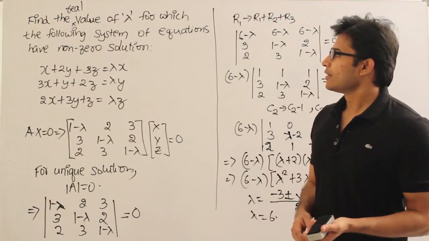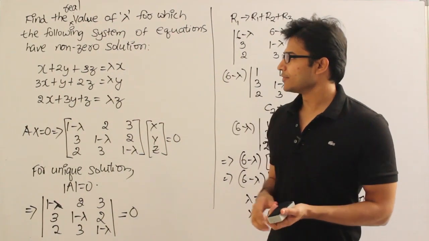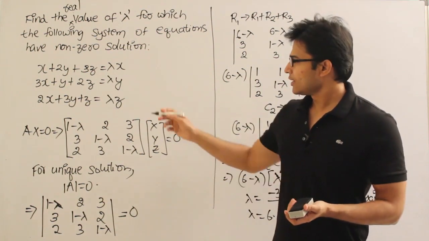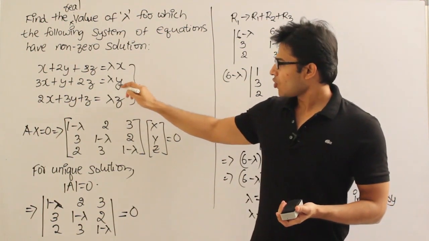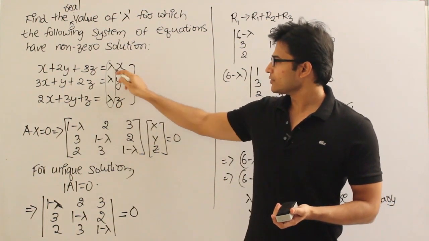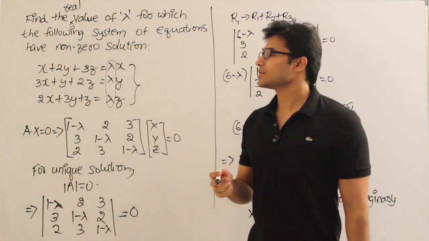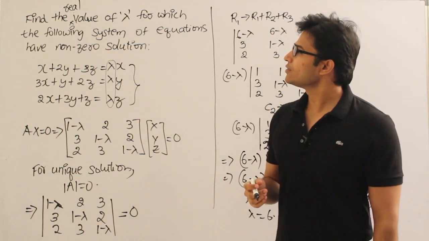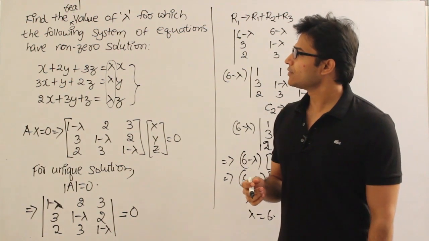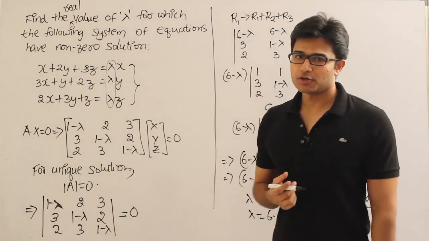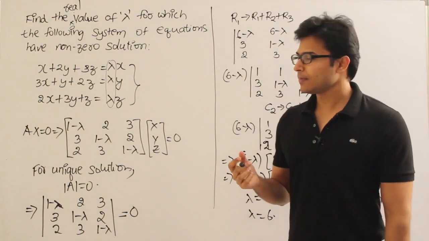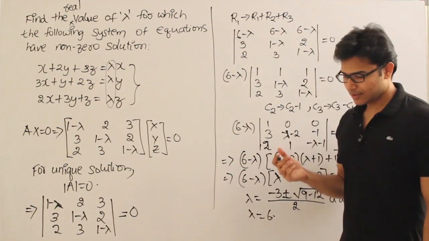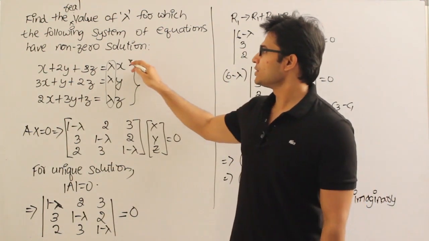Let's see this. These equations are given, a set of three equations. Now the question is, for what real values, not imaginary values, of lambda will the system have a non-zero solution? That is what the question is. Whenever anything like this is given, convert it into homogeneous form.